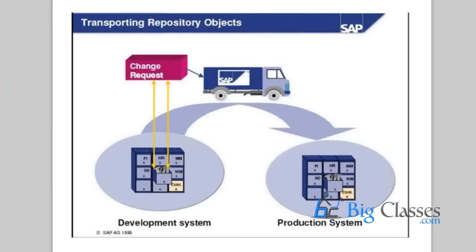So any common real environment will have these three systems at minimum: development, quality and production. Sometimes some clients do not have money or have some resource constraint, so they may have only development and production. They will create a separate client for quality, wherein they do the quality testing. Some clients have two quality systems. We have worked for a client that had development, quality 1, quality 2, then production, and one more, a sandbox also. So many systems are there.